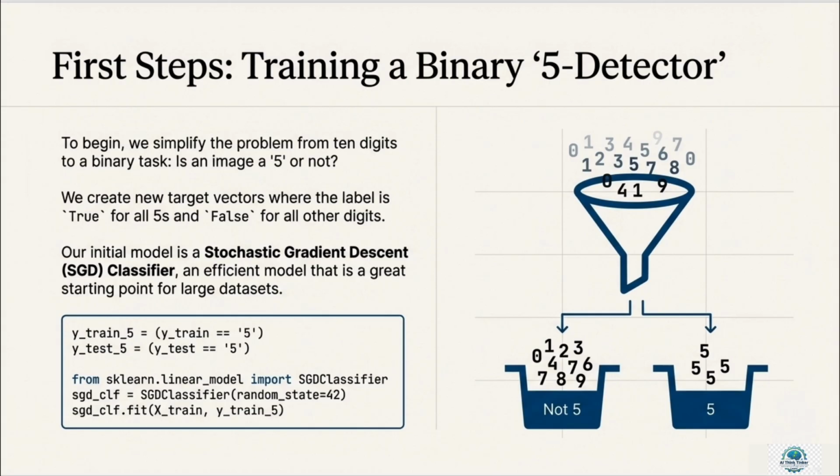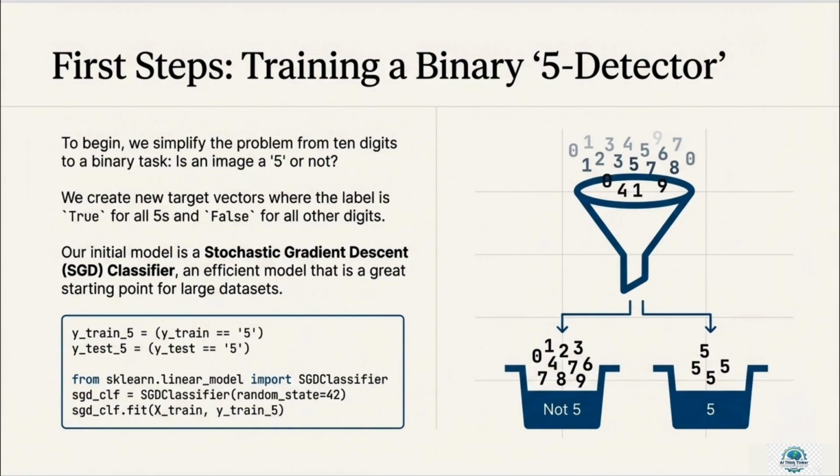Trying to distinguish between 10 different digits all at once can be overwhelming for a first attempt. So, to understand performance metrics, we are going to simplify the problem a bit. We will turn this into a binary classification task. We are going to build a 5 detector. This model will have two possible answers. Either the image is a 5 or it is not a 5.